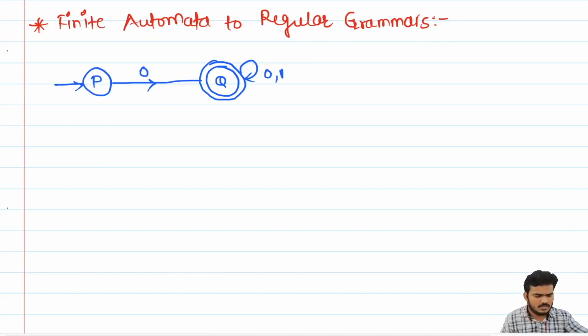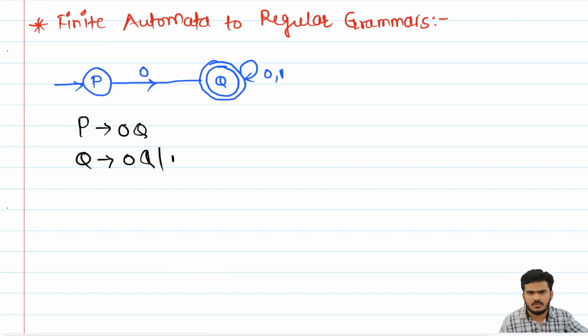So let's try to write the grammar for this. First I'm using the P production. P derives what? P derives 0. Look what is happening here: P is taking 0 and going to Q. So P derives 0Q. Is anything else happening here? P is not deriving anything else. Now Q is deriving something. What is Q deriving? Q is deriving 0 and it is going to the Q state itself, so 0Q, then 1Q, and finally Q is deriving, this is 0 comma 1 star. So Q is also deriving epsilon.